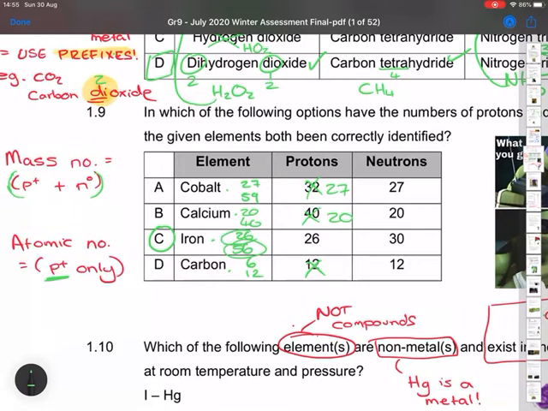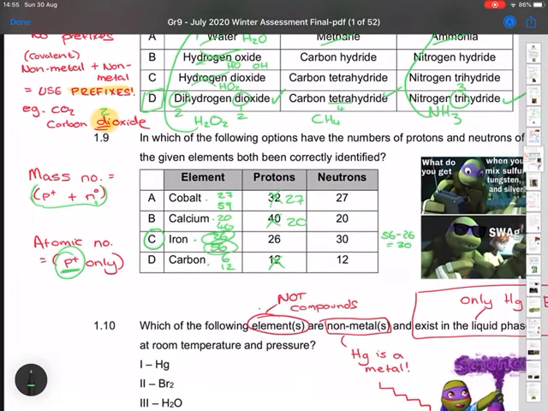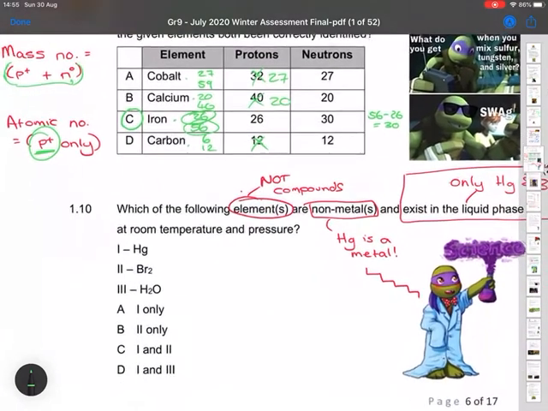That's 56 minus 26. So the total mass number, which is protons and neutrons added together, if you remove the protons, then you'll be left just with the neutrons. So for this, 56 minus 26 will give you 30 neutrons. That's how that works. So option C is the correct answer.